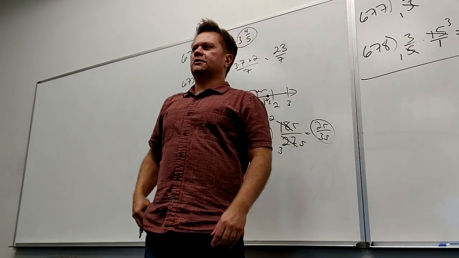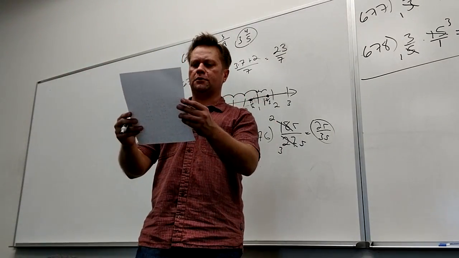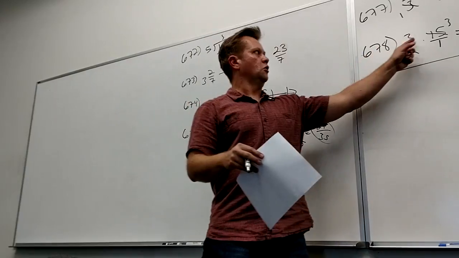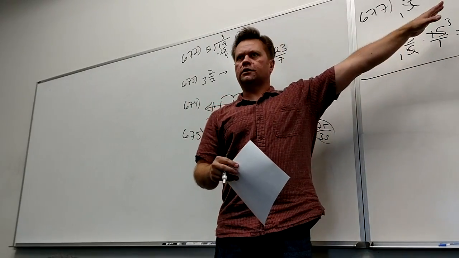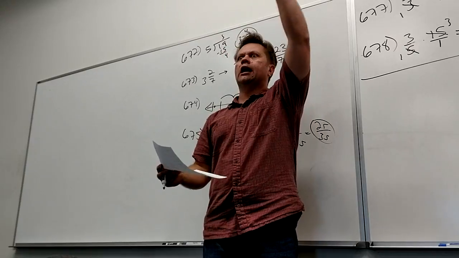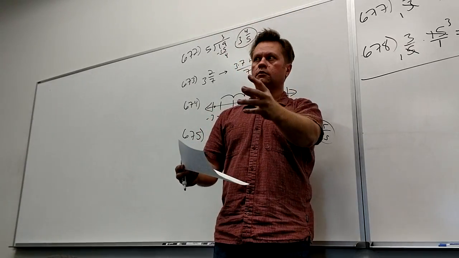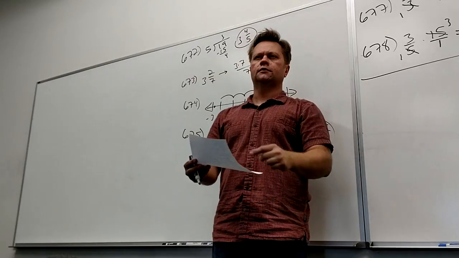All right, that's what I just said. So it's really good to pay attention as it's happening. They will only cancel if one's on the top and one's on the bottom. That's the whole idea. Because on the top means it's multiplying. On the bottom it means it's dividing. So they would be opposites.